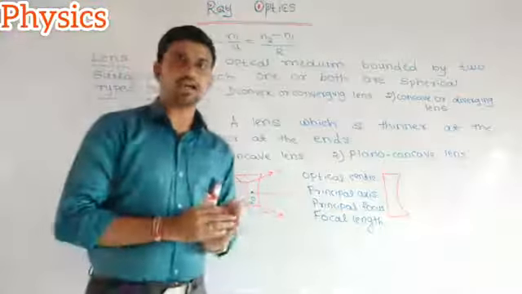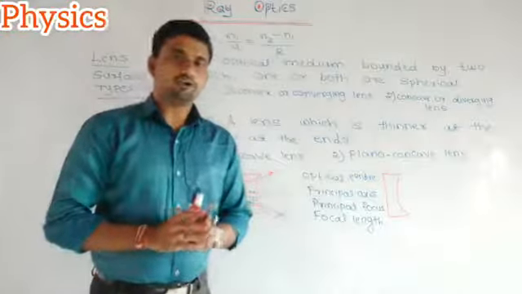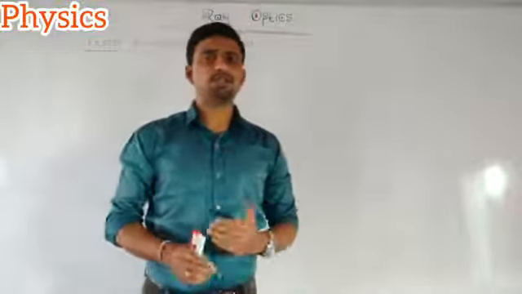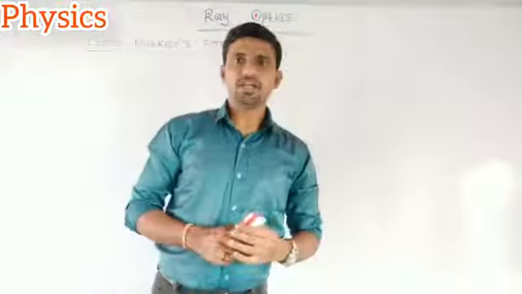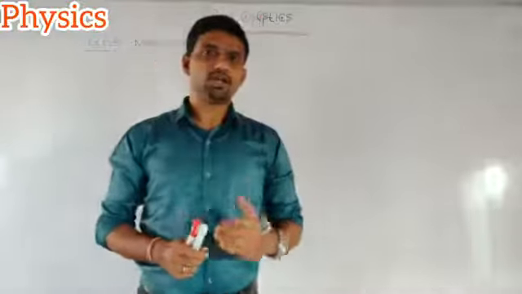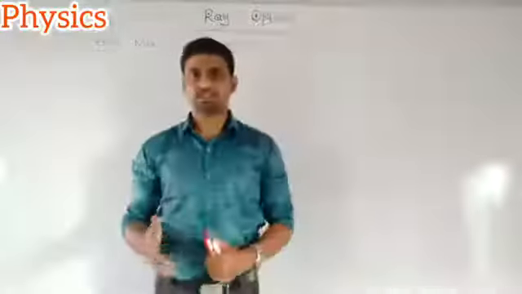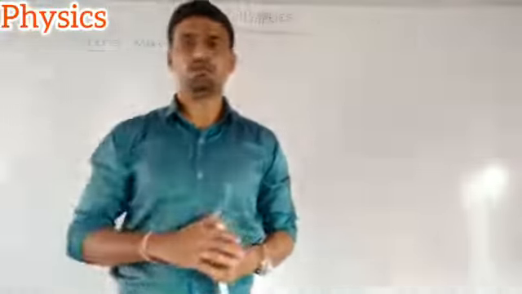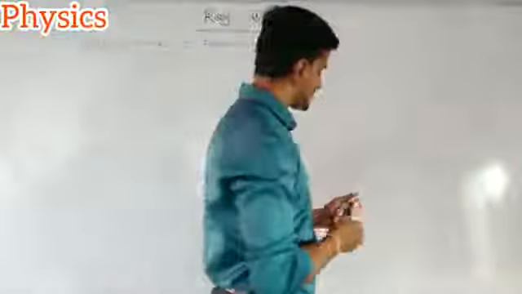So these are about the lenses and the types of lenses. Now we are going to derive one equation, and that equation is called the lens maker's formula. To derive this equation, I am going to consider one lens, that is a biconvex lens. Especially this lens maker's formula we are deriving in the case of lenses. First I am considering a biconvex lens.